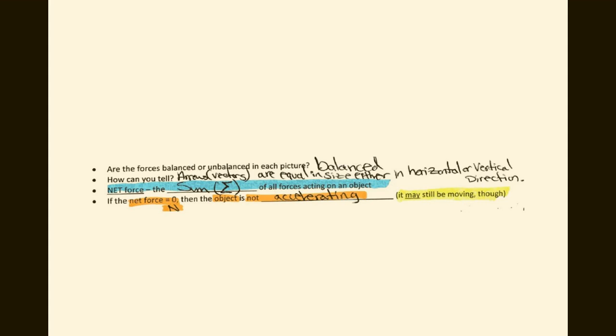And finally, if the net force is 0 newtons, the object is not accelerating. But the key thing is it could be moving. So just because something is balanced doesn't mean that it's stationary or stopped. You could be balanced and you could still be moving. Think of the skydiver reaching terminal velocity. Think of the car that is moving to the right and on cruise control. So again, if the net force is 0, it just means that it's not accelerating. It doesn't indicate whether it's actually moving or not. It's a different ballgame.